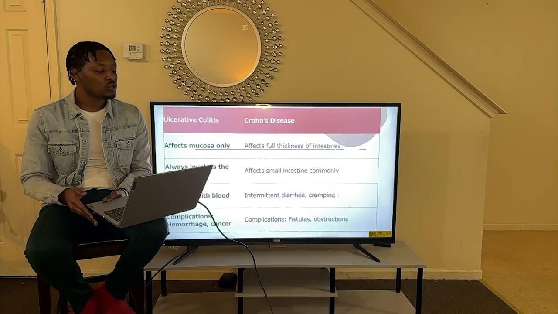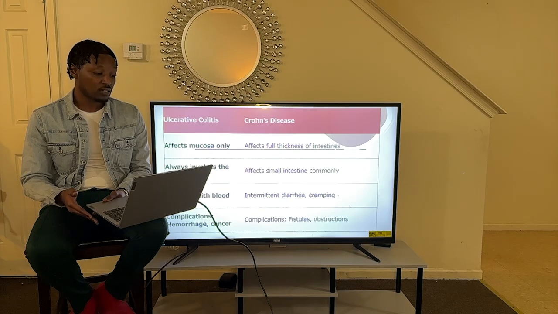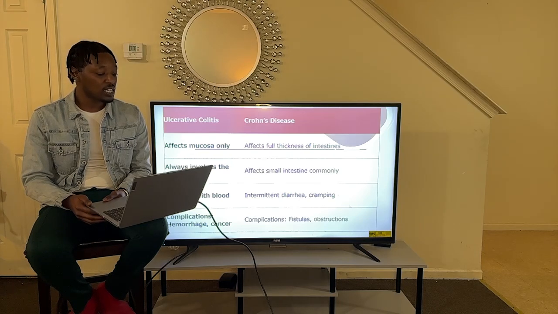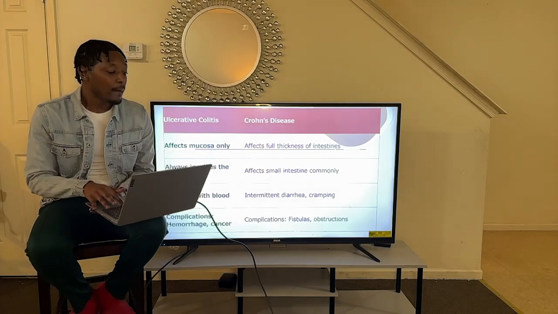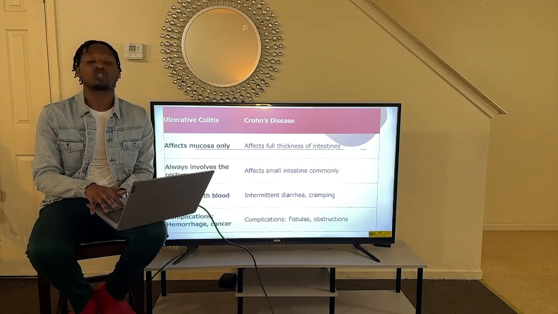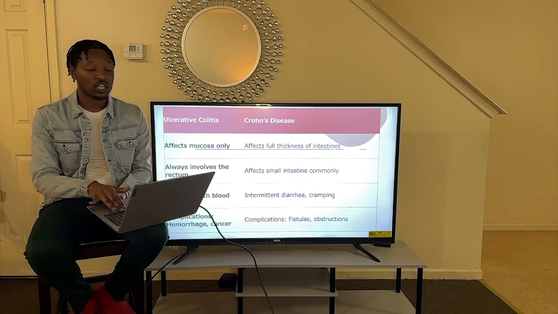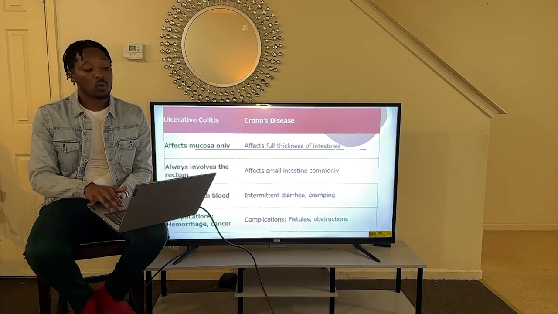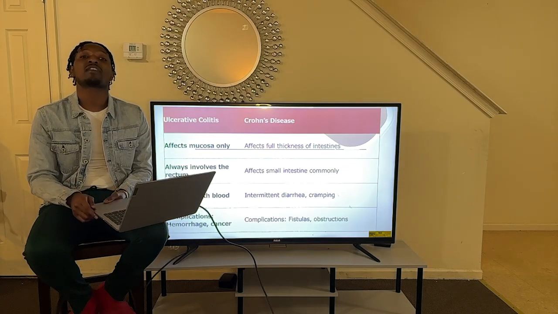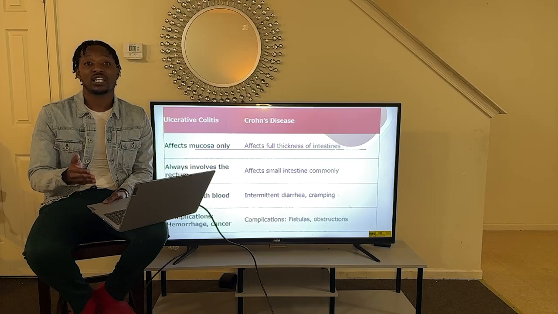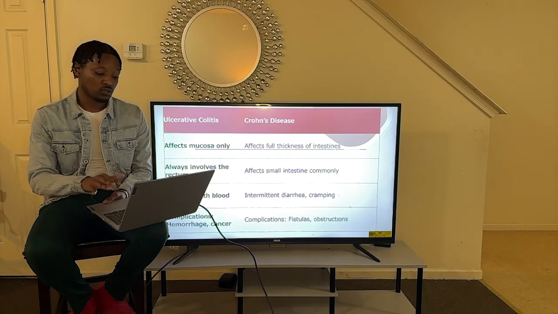Some complications include hemorrhage and cancer for UC. For Crohn's disease, complications include fistulas and obstructions. I just find it crazy how UC could possibly lead to hemorrhage and cancer, and Crohn's disease just leaves you with fistulas and obstructions. Both diseases are still irritable to the bowel and to the stomach, but one can lead to cancer and one doesn't. One contains blood in the stool, one doesn't. One affects the whole rectum, one is only the small intestine. So when you're thinking about ulcerative colitis and Crohn's disease, these are some of the main differences that you can use to differentiate between the two diseases.